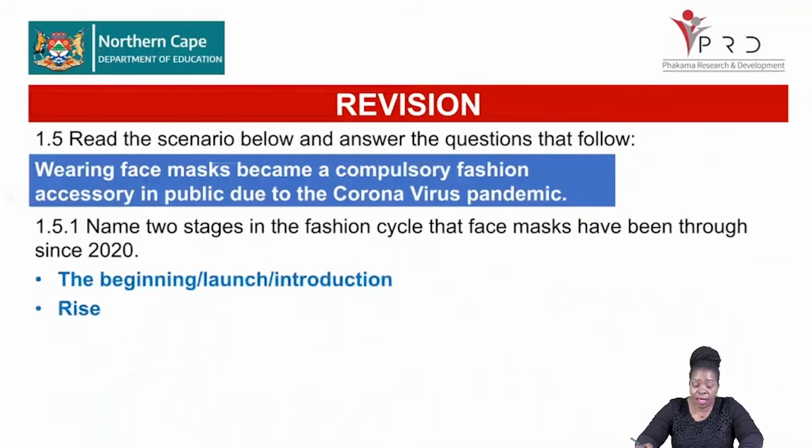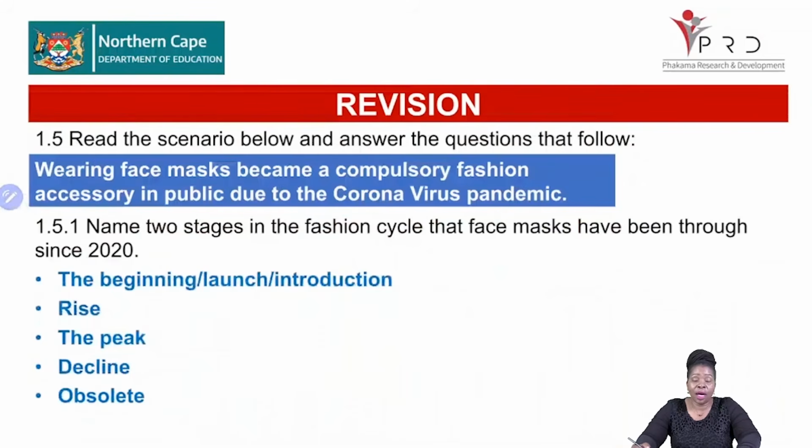So in this case, we have mentioned all the stages, right? There was the beginning, which we call the launch or the introduction. That's the first stage. And then we've got the rise, the peak, the decline, and the last one is obsolete. So these are the stages in the fashion cycle.